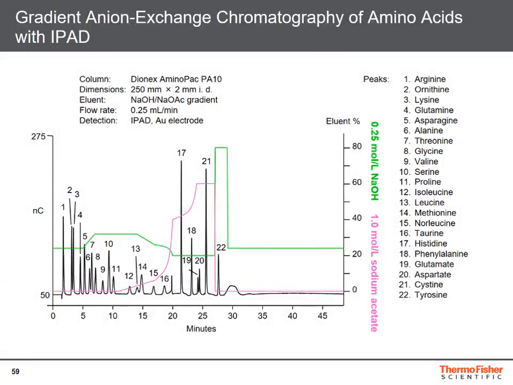Integrated pulse amperometry has somewhat revolutionized amino acid analysis. In the past, we either had to use pre-column or post-column derivatization in combination with either reversed phase or cation exchange chromatography, respectively. The separation in this slide shows proteinaceous amino acids. That means the ones which we see when hydrolyzing a protein.